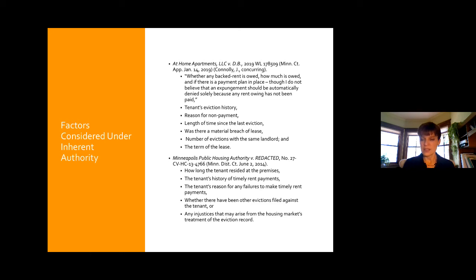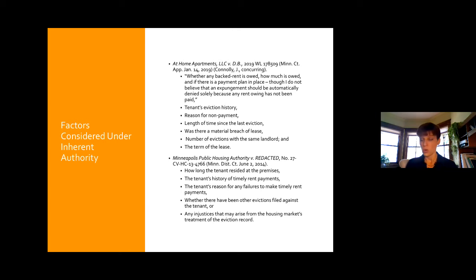We also have some case law that lists some factors that the courts can consider in the inherent authority justice arguments. The first one is At-Home Apartments, a newer case, but it is an unreported Court of Appeals case, and it's actually the concurring opinion. The case itself actually questioned whether or not inherent authority exists and went through all of the case law and said that there is no precedential case law out there for the inherent authority in the eviction expungement setting. The inherent authority case law that's out there is for the criminal record setting.